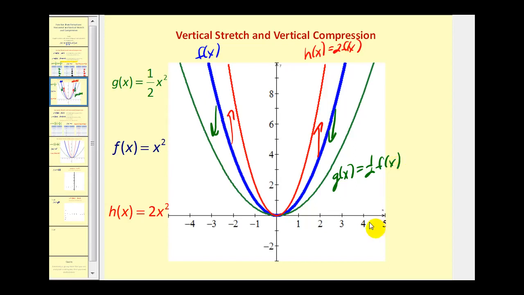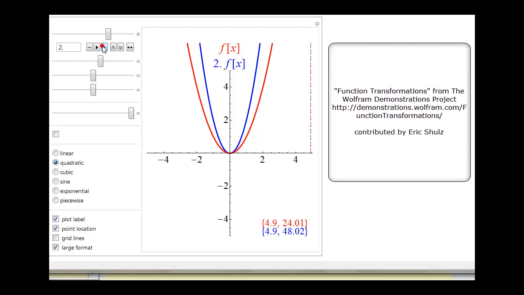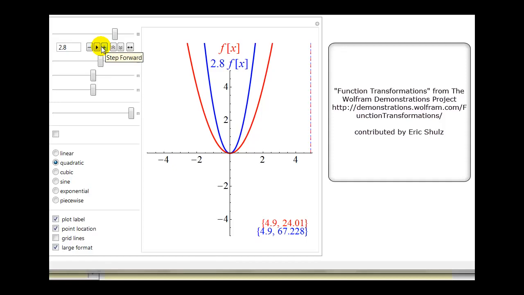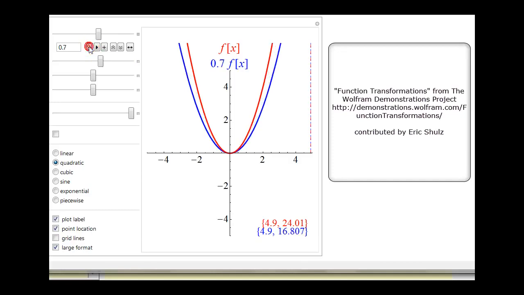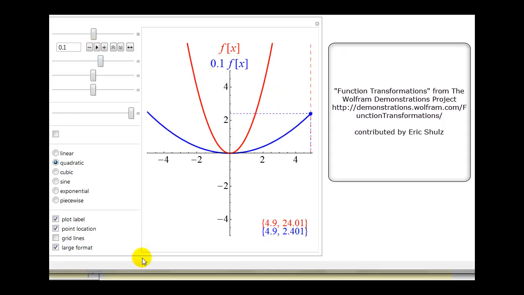Let's take a look at an animation of this. So if a is greater than 1, we can see a vertical stretch by a factor of a. Let's take a look at what happens when a is between 0 and 1. So here we have a = 1, a = 0.9, 0.8, and so on. So we have a vertical compression, in this case, by a factor of 3/10, and so on.